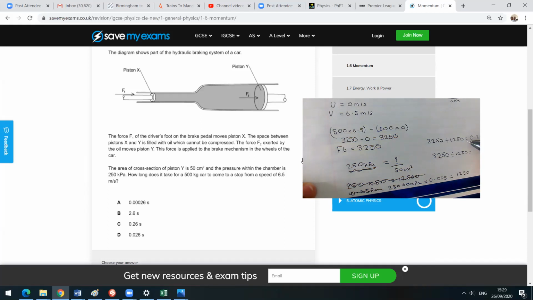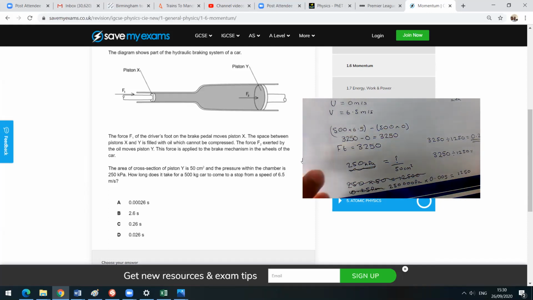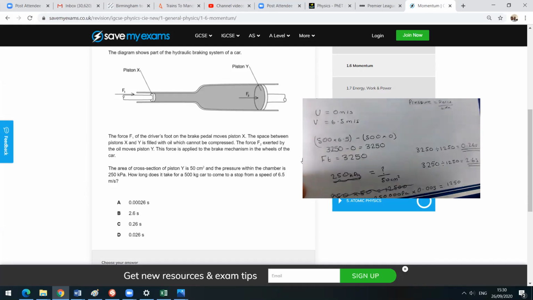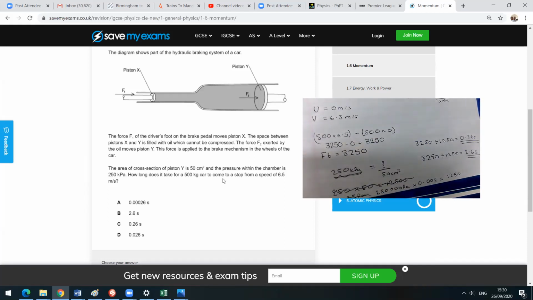I thought when I was doing it the first time, I forgot to put my other zero here. I made that mistake here. 2.6, sorry. All right, so 2.6 seconds. Correct. So the car will come to a stop in 2.6 seconds. Okay, good. Well done.